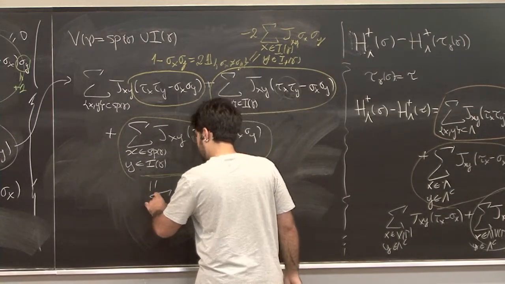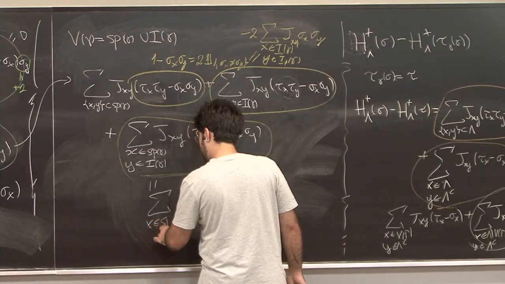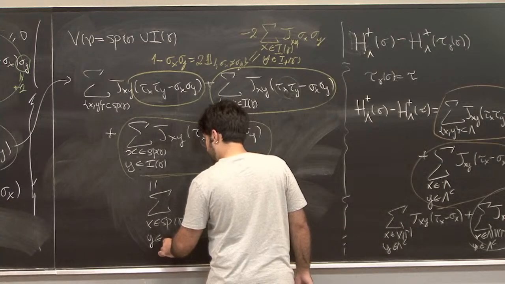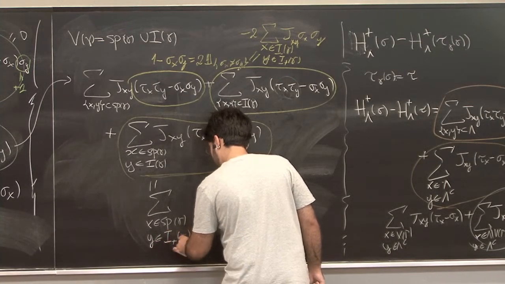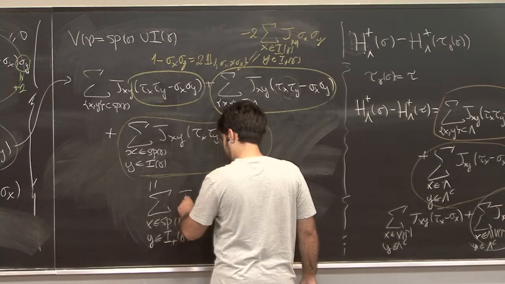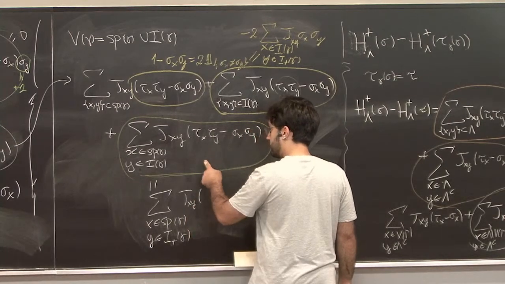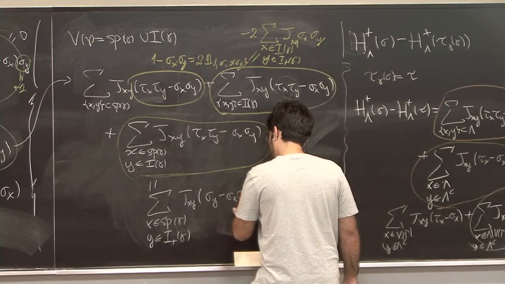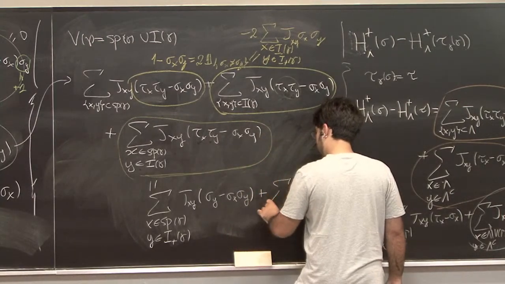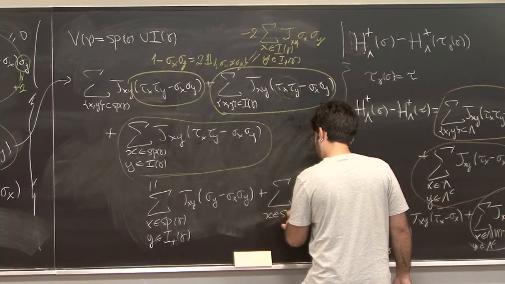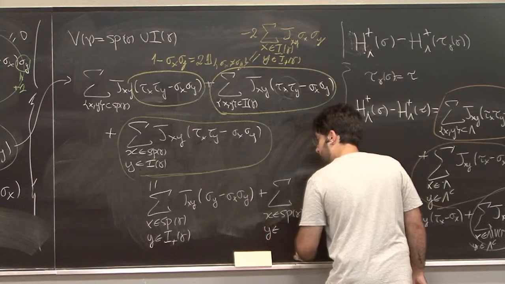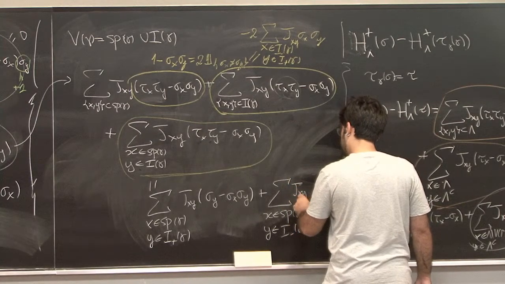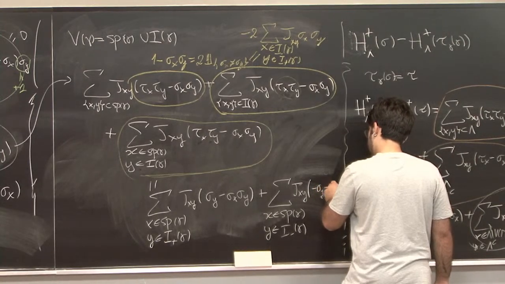And this I can divide into 2. I will write it the following way: x inside the support of gamma, y inside the plus interior, jxy, and then here I know that x is inside the support, so just 1, and here we'll have sigma y minus sigma x sigma y, plus x in the support, y in the minus interior, and then I will have jxy times minus sigma y minus sigma x sigma y.